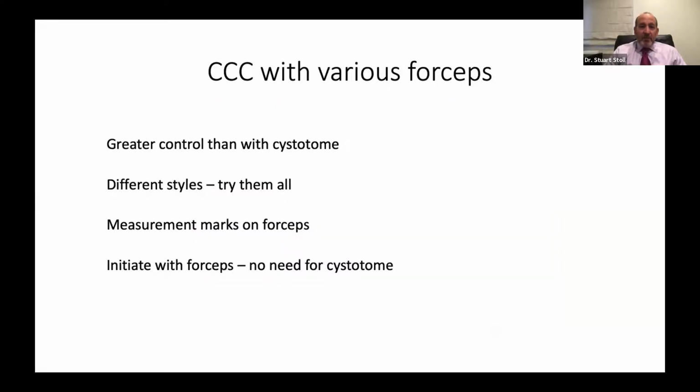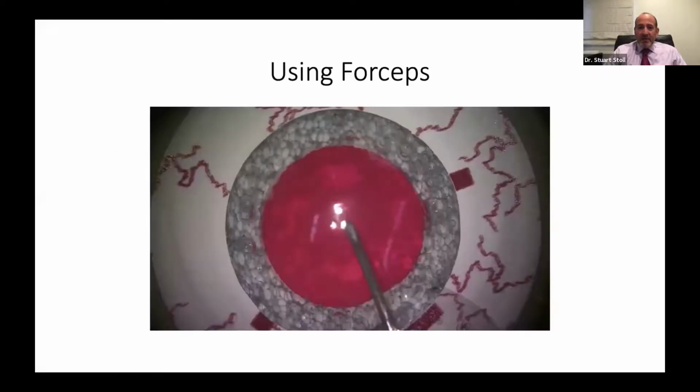You need to be able to use various forceps. Try them all. Find what works best for you. I like ones that have measurement marks on them, and once you get your system down, you're going to use the same tool every time. You're going to measure and then initiate. Probably you'll initiate with your forceps, and eventually you won't even have a need for the cystotome.